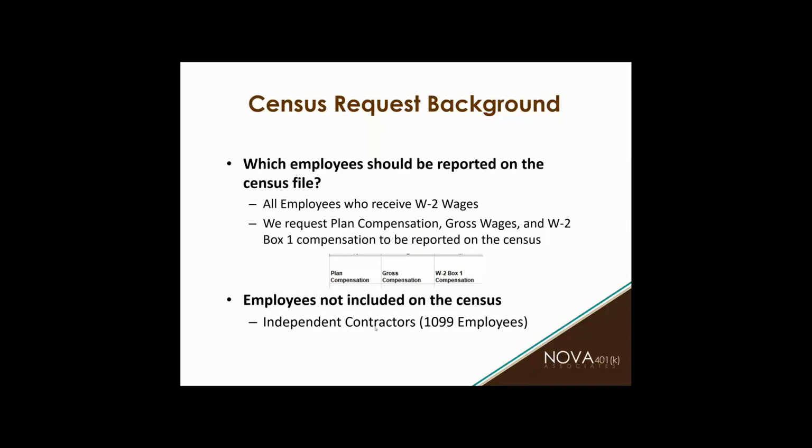People who are not included on the census is anybody who is a 1099 employee, okay? And I say up here, all employees who receive W-2 wages. If you also have owners of the company that don't get W-2, they get paid via a Schedule C or Partnership K-1, they also need to be on there. We just understand that they might not have compensation to report yet, okay? But they do also need to be listed on the census.